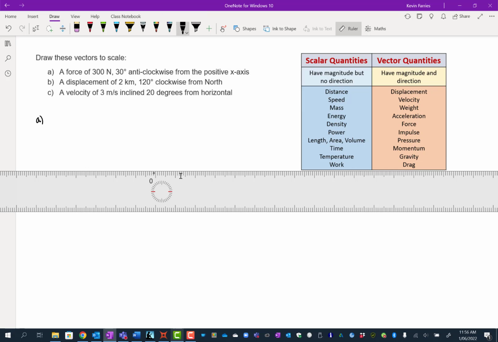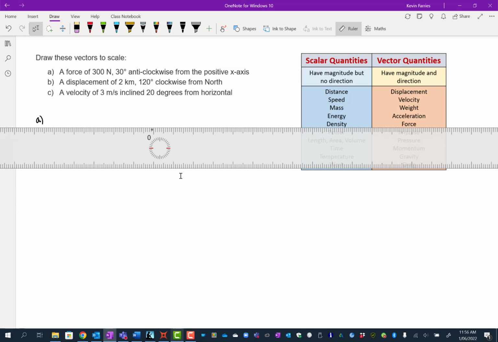It's probably something you would all be able to do anyway. So the first one, we've got a force of 300 newtons, 30 degrees anti-clockwise from the positive x-axis. Okay, so there's a few things to unpack in there. The first thing is we've talked about an x-axis.